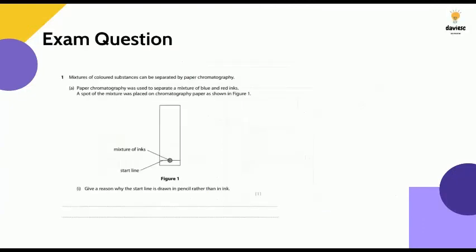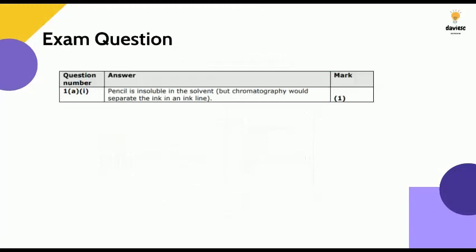So let's now have a look at a quick exam question to see how we can apply these things. The first question is relatively easy. It's: give a reason why the start line is drawn in pencil rather than in ink. And the reason is that ink would also move up the chromatography paper, because if we drew it in ink, it would also be part of the experiment, if that makes sense. The mark scheme particularly says that it's insoluble in the solvent, but chromatography would separate the ink, which has been drawn as the X, on the ink line.